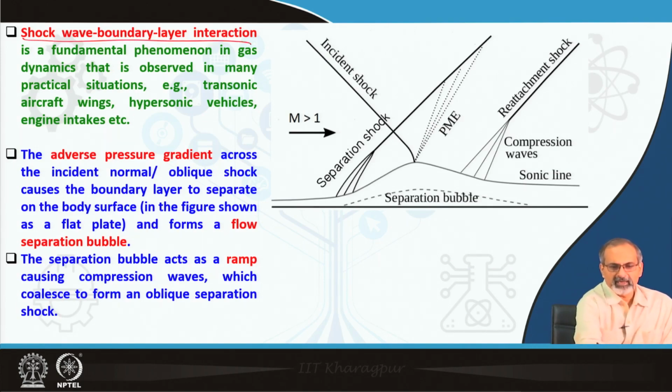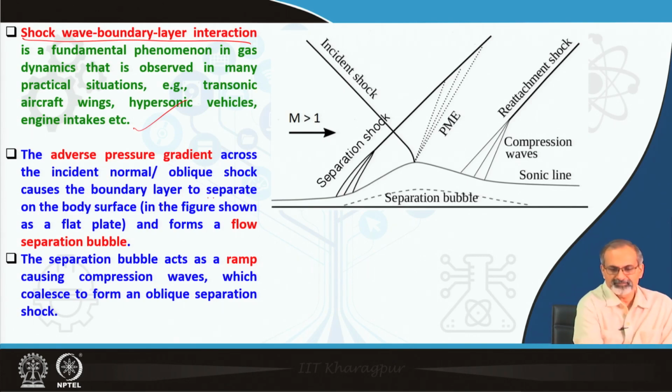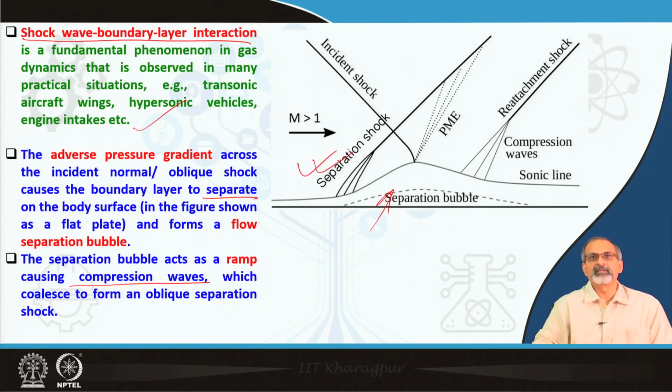Shock wave boundary layer interaction is of course a fundamental phenomenon in gas dynamics observed in many applications we have already mentioned. Adverse pressure gradient across incident or normal oblique shock causes the boundary layer to separate on the body surface, and we can see a separation bubble formed here. The separation bubble acts as a ramp causing compression waves which coalesce to form an oblique separation shock. That is what you see over here.